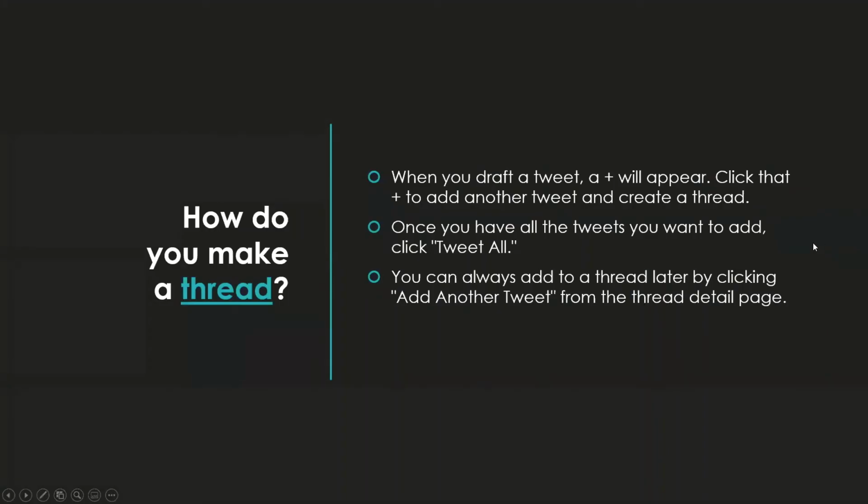So how do you make one? When you draft a tweet, a little plus sign will appear at the bottom right. If you click that plus sign, you can add another tweet and create a thread. And once you have all the tweets you want to add and you click tweet all, it automatically creates that thread for you. And you can always go back and add more to a thread by clicking add another tweet from the thread detail page. But this is a relatively new feature.